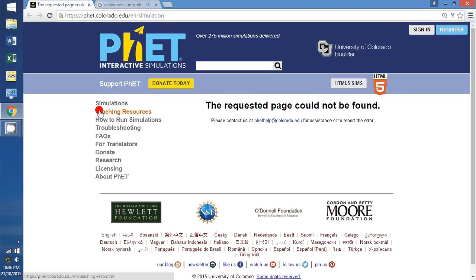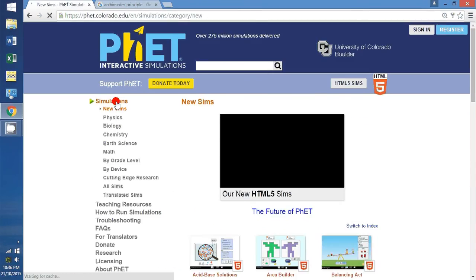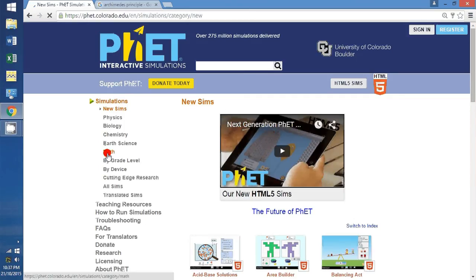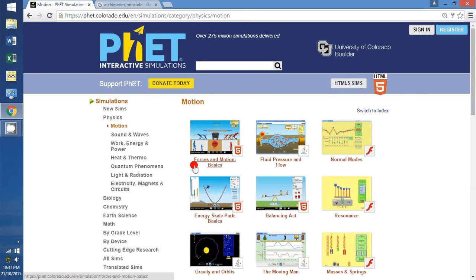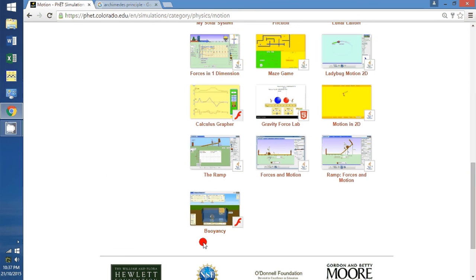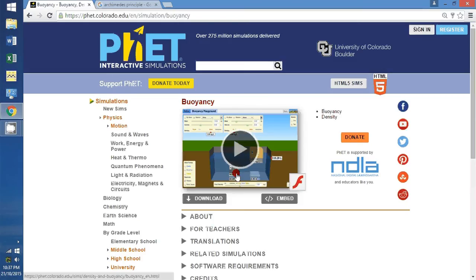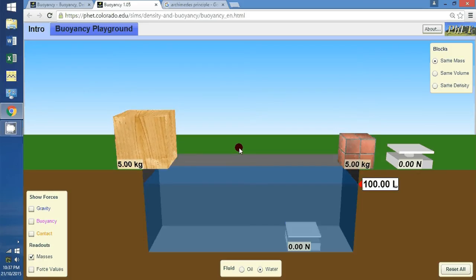If you go to the PhET website as shown here and then go to simulation, that will bring us to all the subjects that are available. We've got physics, so go to physics, then go to motion. Down the bottom you can see the topic on buoyancy, so click on that, and that will bring up the simulation, so you can click on that button to run the simulation. So here is the simulation that we will talk about today.